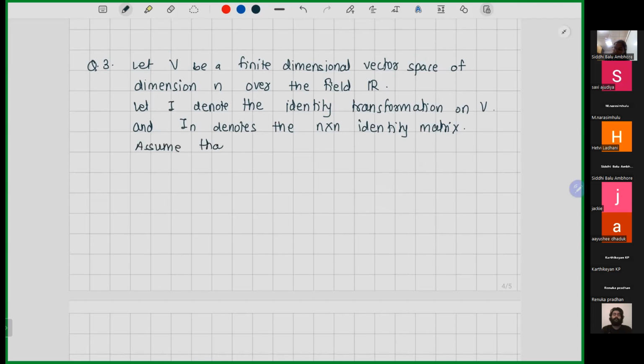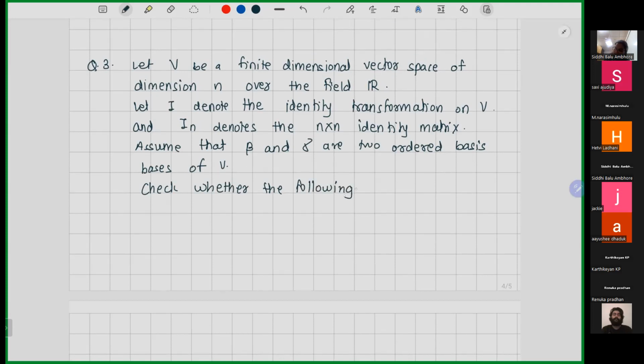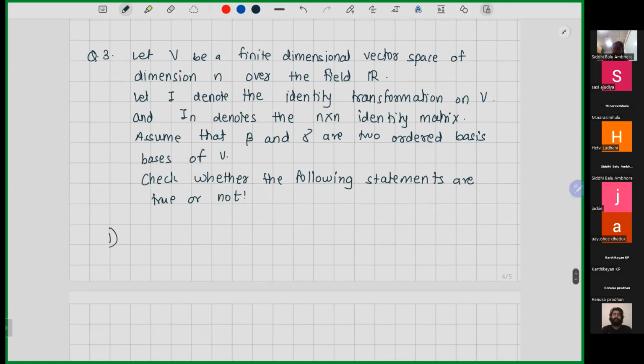Assume that beta and gamma are two ordered bases of V. And we have to now check whether the following statements are true or not. So let me write this first statement. It says that I of beta beta is I of gamma gamma.